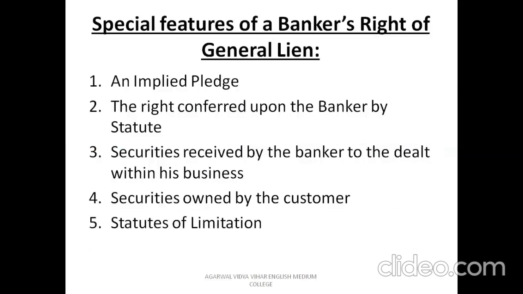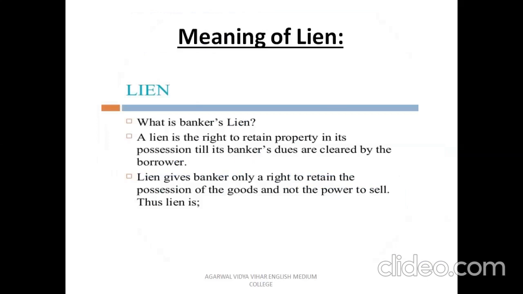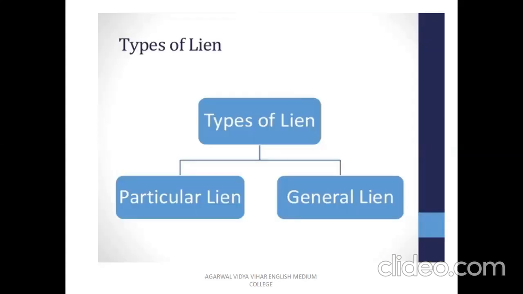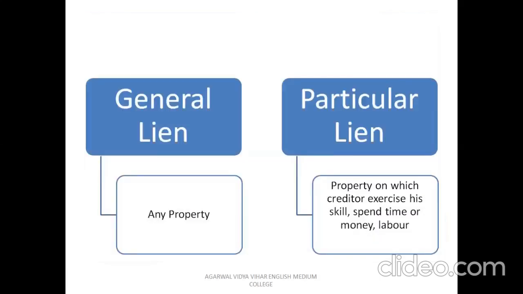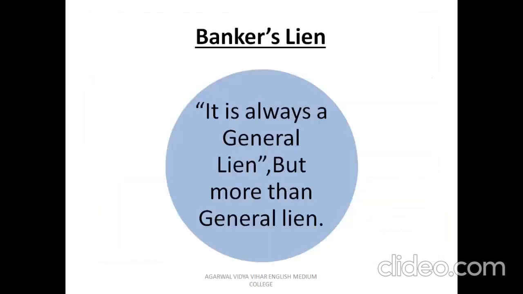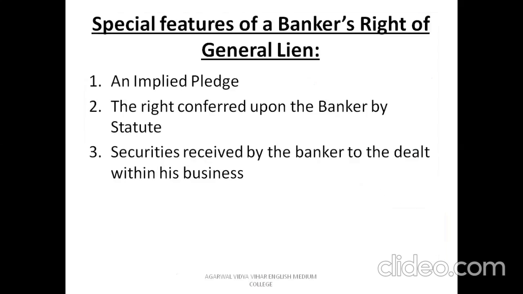So this is the end of the general lien topic. What we discussed: starting with the meaning of lien, then the types of lien, particular lien and general lien. Then we discussed the meaning of both with examples. Then this is the short chart to make it easy for you. And then we discussed the banker's lien, that the banker's lien is always a general lien, but some extra facilities, or you can say extra rights, are available to the banker. Then we discussed the features of the banker's right of general lien.